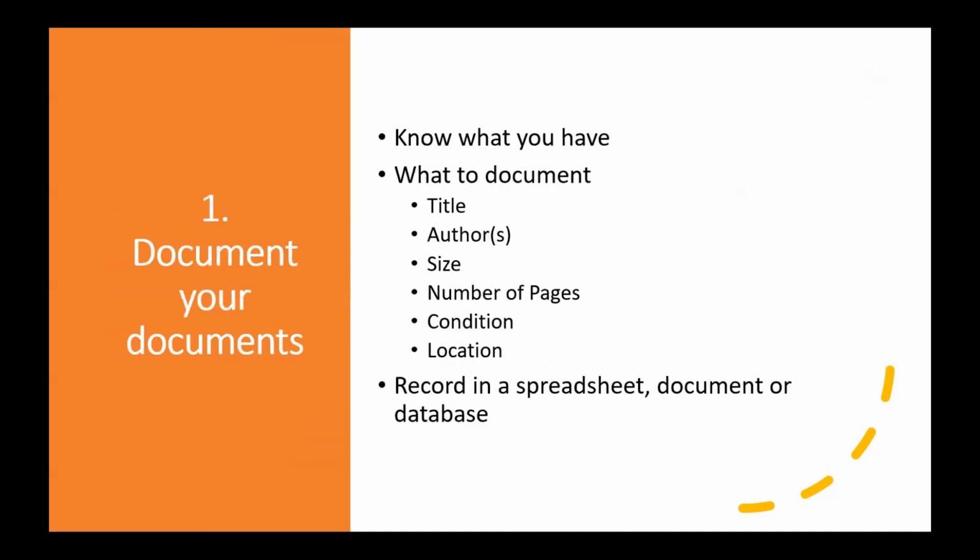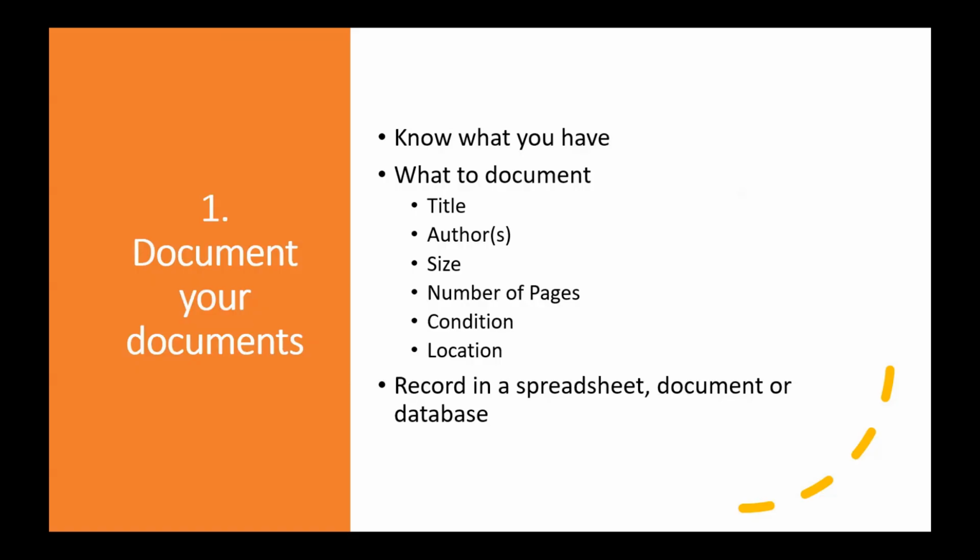So let's jump in with the first step, which is documenting your documents. It's important to know what you have, and you may be surprised as you start looking that you really don't have a firm grasp on all of the things that your society has created over the years. So the first step is to create a spreadsheet of some kind. You can do it in a document or even a database if you're so inclined, but create a record for each document that your society has ever created.